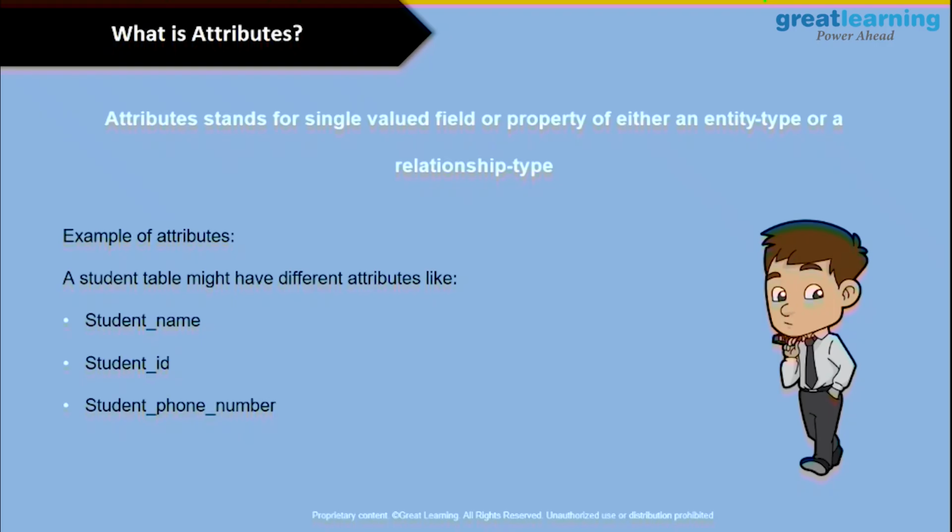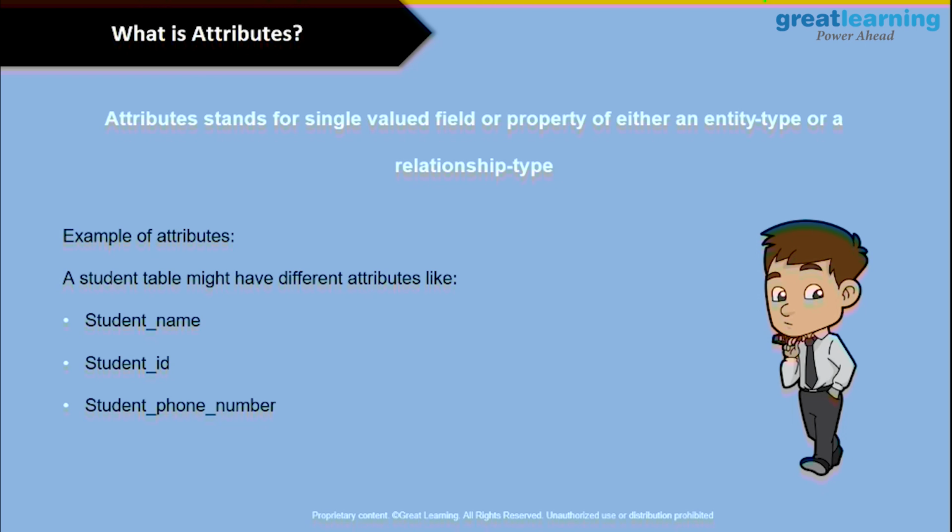Now we are going to talk about what attributes are. Attribute basically stands for a single valued field or property of either an entity type or a relationship type. Wait, what are you saying? I don't get it. Let me just define what attributes are.